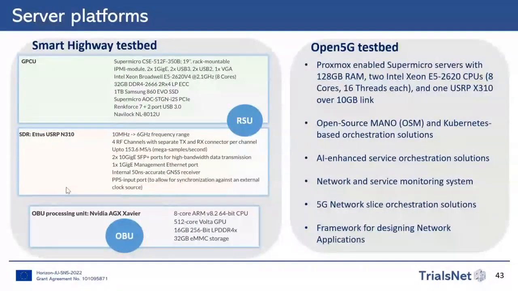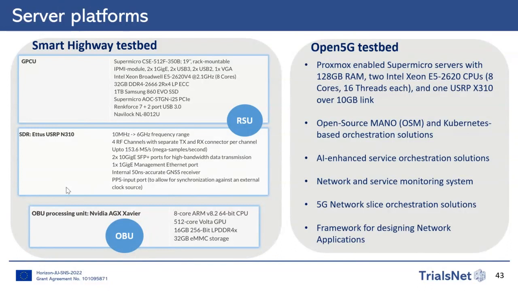Here, for both Smart Highway and Open 5G, we offer computing capabilities that are used for different purposes. If you have any kind of application that needs to run there, or some machine learning algorithm, the computing should be sufficient on both the Open 5G testbed and the Smart Highway testbed, with 32 gigabytes of RAM on Smart Highway and 128 on Open 5G, with a bit more storage on the Smart Highway side.